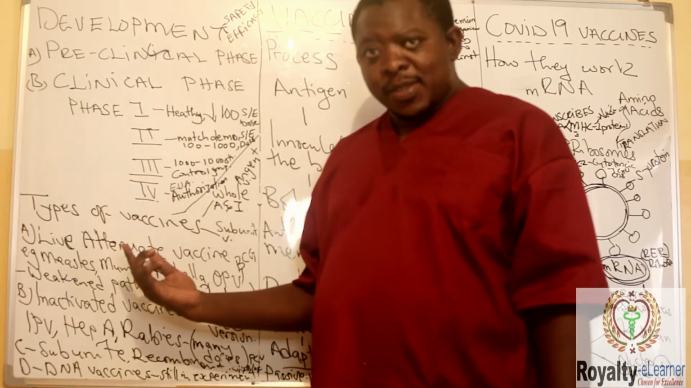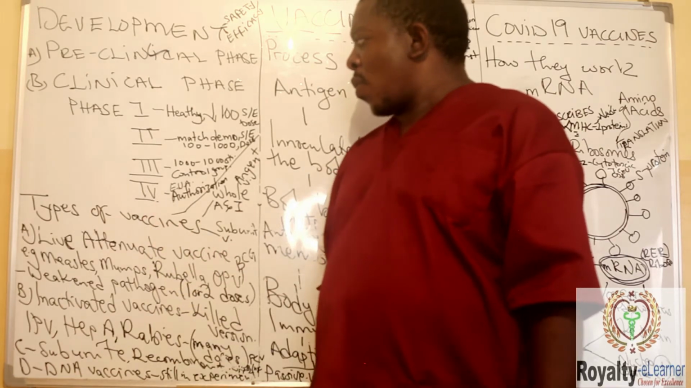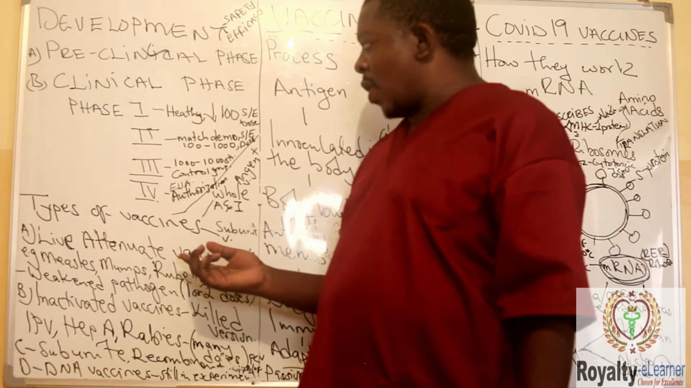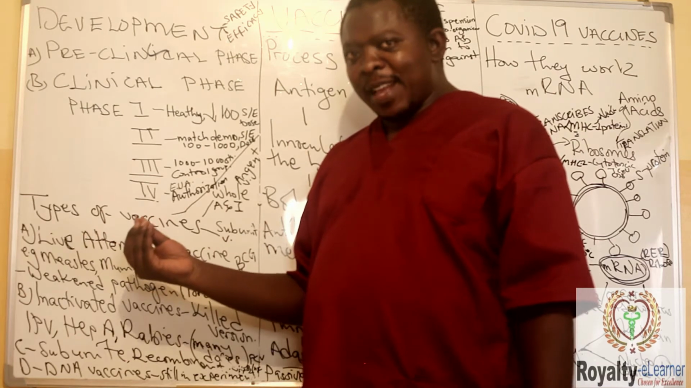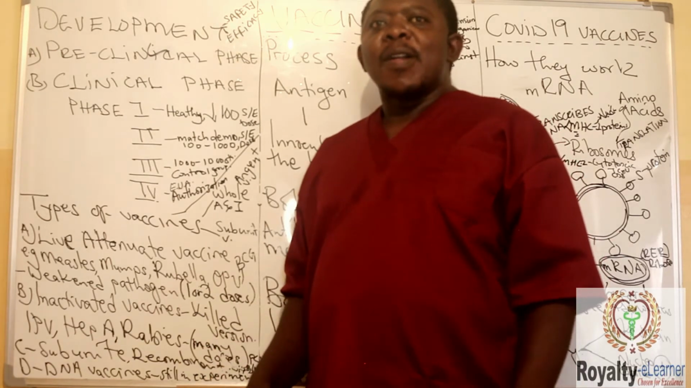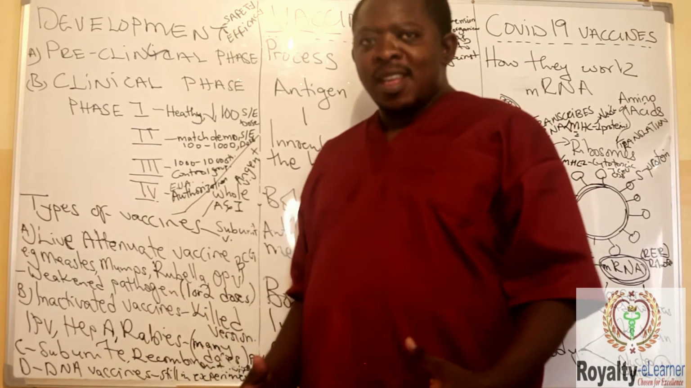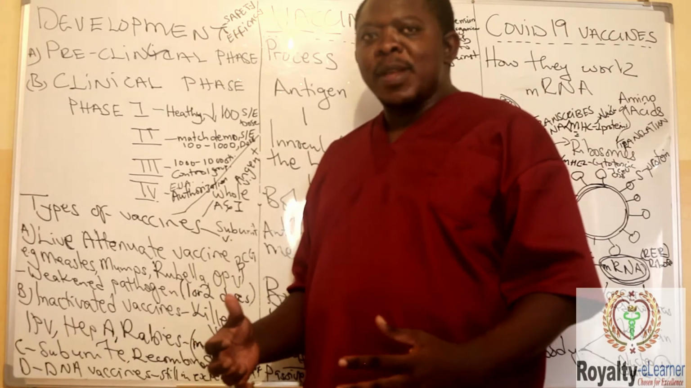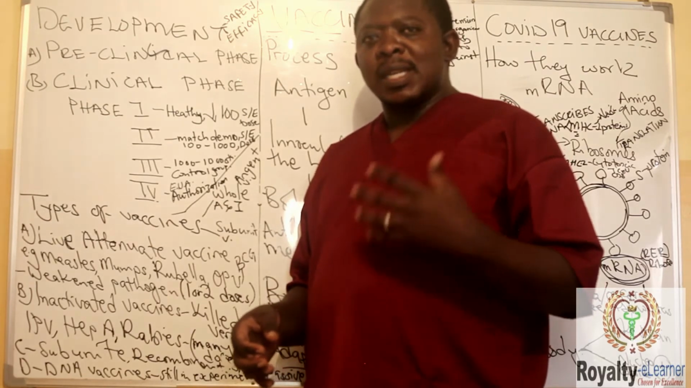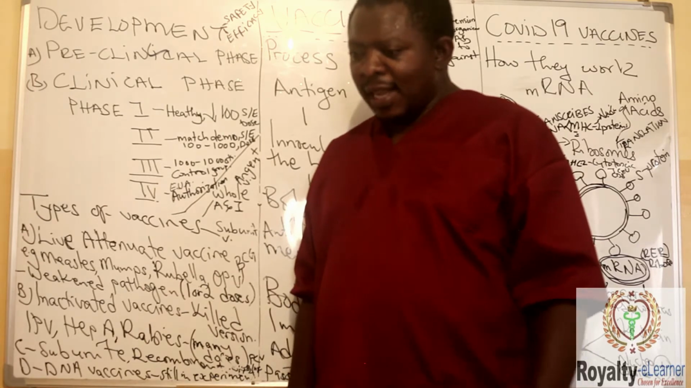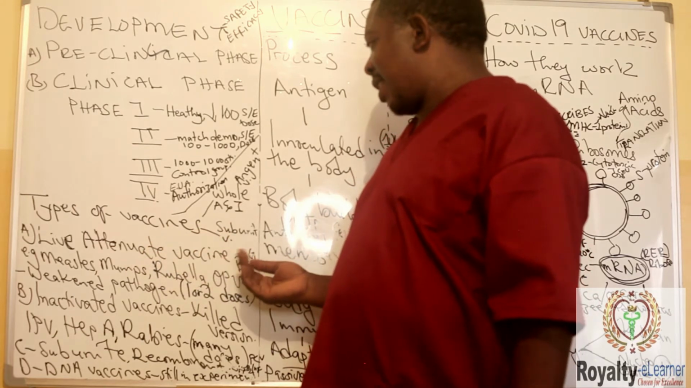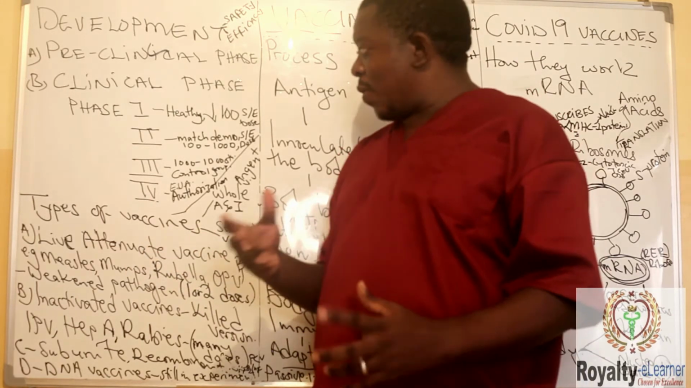Now let's look at the types of vaccines. We have the following types. We have live attenuated vaccine. Live means it has not been killed, but attenuated means it has been weakened. So a live attenuated vaccine is a microorganism which has been weakened, incapacitated, but it is live. One thing you need to know is that live vaccines are not advisable to give to pregnant women.